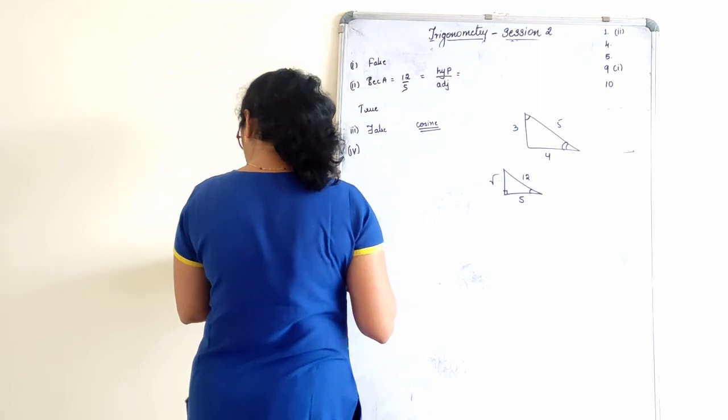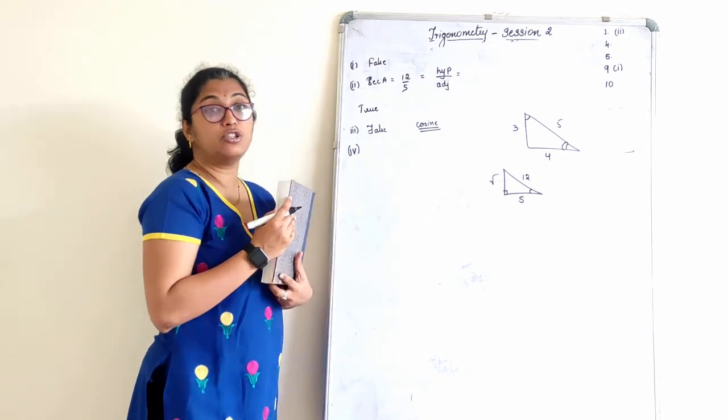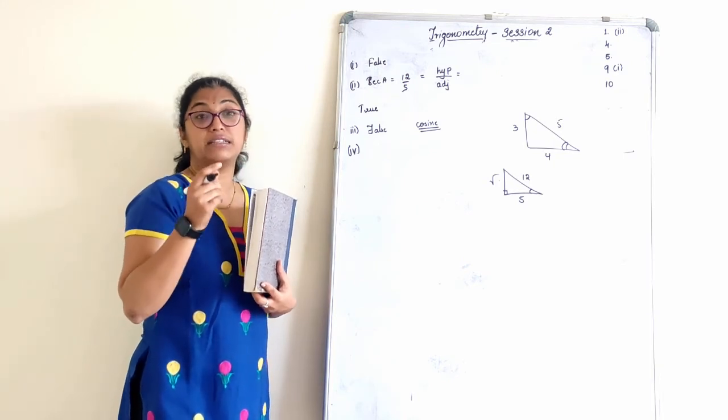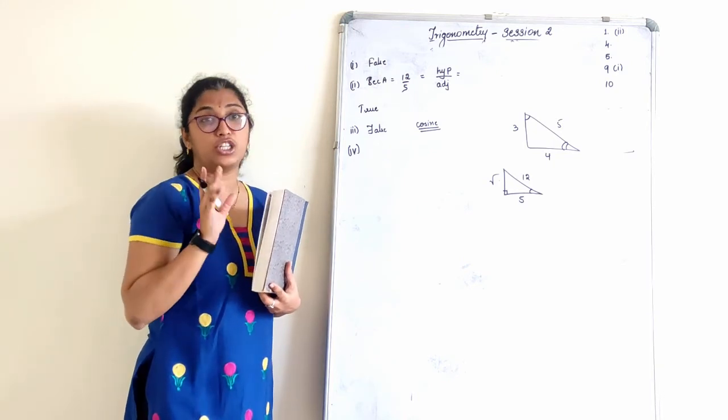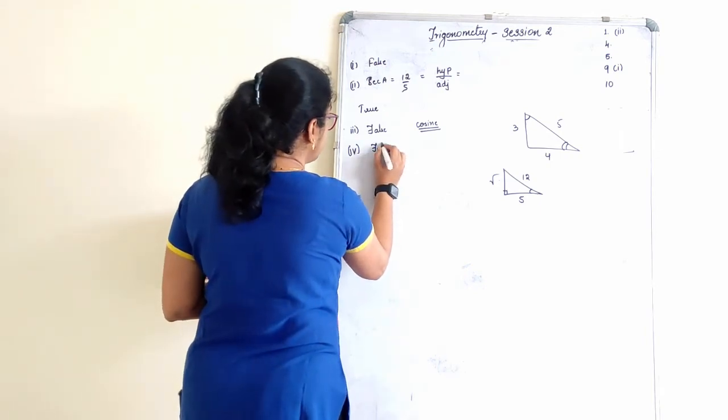Fourth one. Cot A is the product of cot and A. Cot A is not the product of cot and A. It is the abbreviation of cotangent of angle A. Correct? So this is also false.